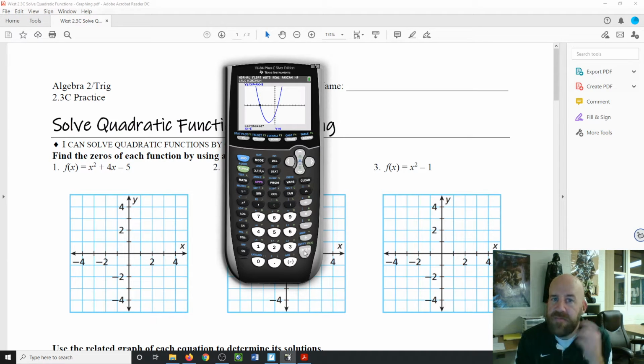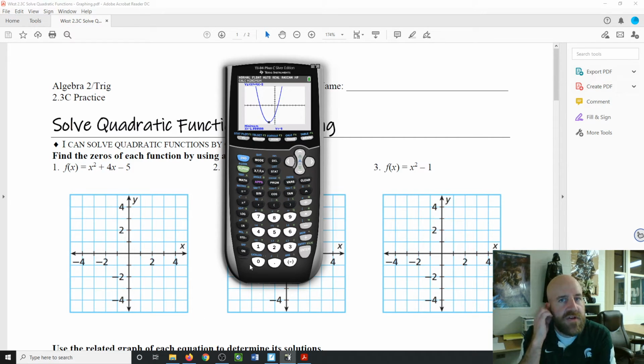We hit enter, and same thing, it's asking for a left bound, so I'm going to the left of where I think the minimum value is, hitting enter, and then going to the right, hitting enter, and then we're guessing where it's at, so we're just moving close to where we think it is, and hitting enter, and it tells us right here the minimum. So this says x is -1.99 repeating, so we're going to say it's -2. And then the y value is -9, so at (-2, -9) would be the vertex of the function. And then we're just going to connect the three dots.